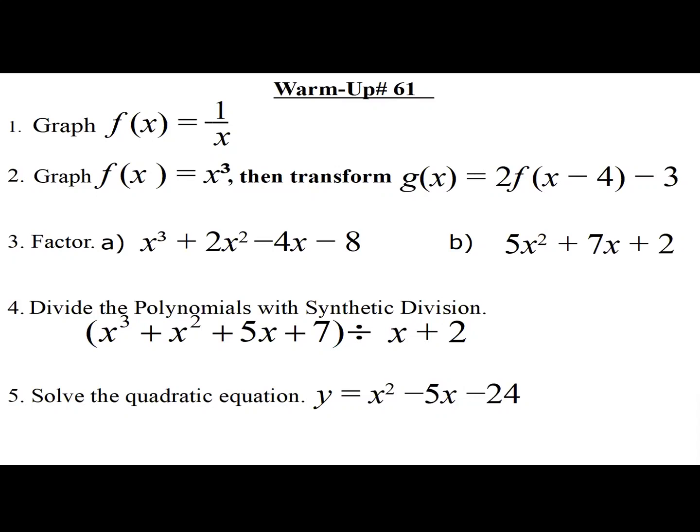Number 3 reads, factor. Part A is x cubed plus 2x squared minus 4x minus 8. Part B is 5x squared plus 7x plus 2. Number 4 reads, divide the polynomial with synthetic division. Polynomials given are x cubed plus x squared plus 5x plus 7 divided by x plus 2. And number 5, solve the quadratic equation y equals x squared minus 5x minus 24.